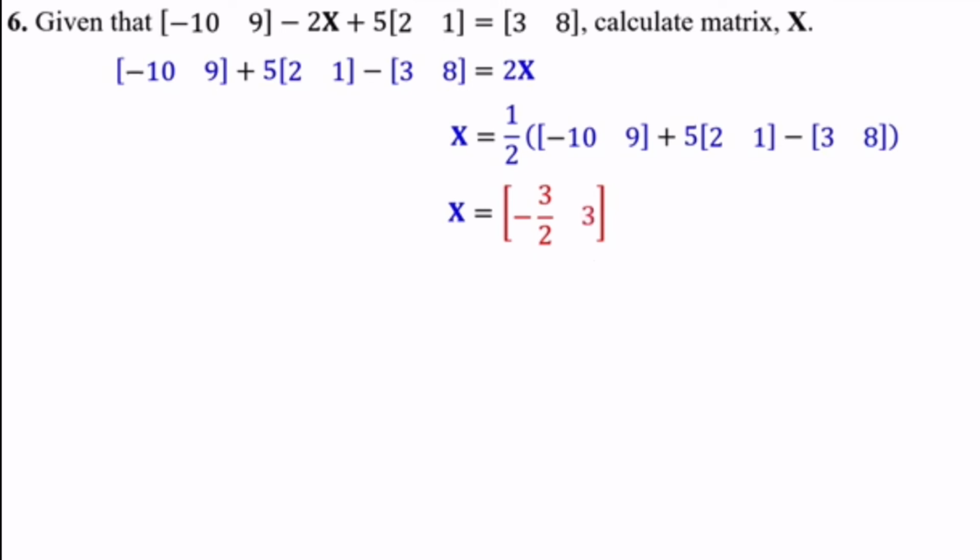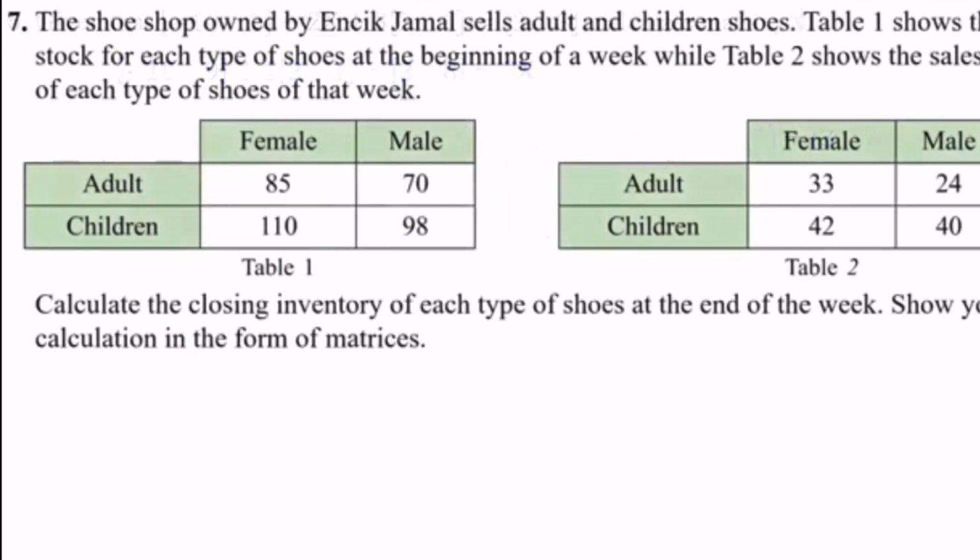Alright, so we have reached the last question, the final question. The shoe shop owned by Inche Jamal sells adult and children's shoes. Table 1 shows the stock for each type of shoes at the beginning of the week, and table 2 shows the sales of each type of shoes that week. Calculate the closing inventory of each type of shoes at the end of the week. Show your calculation in the form of matrix.